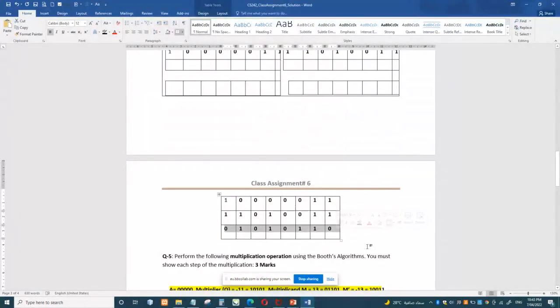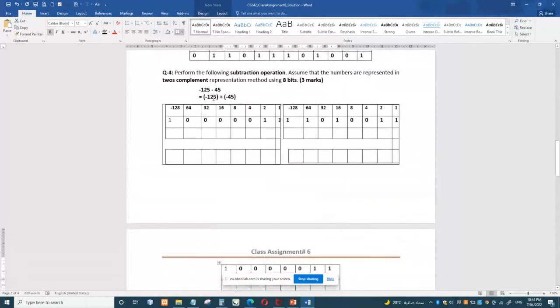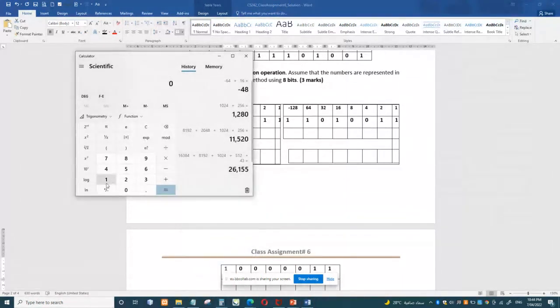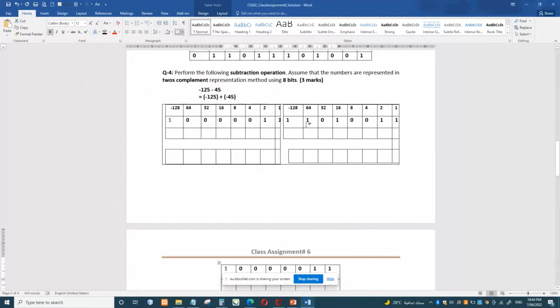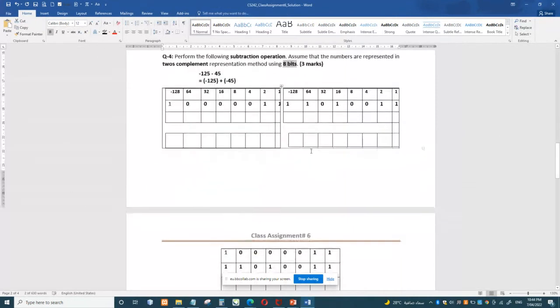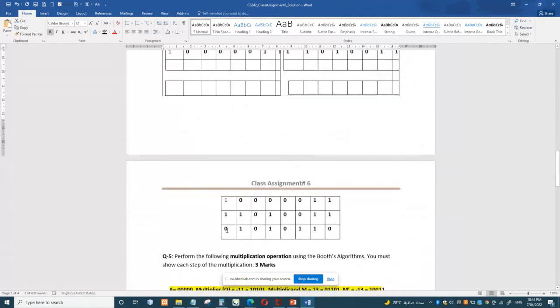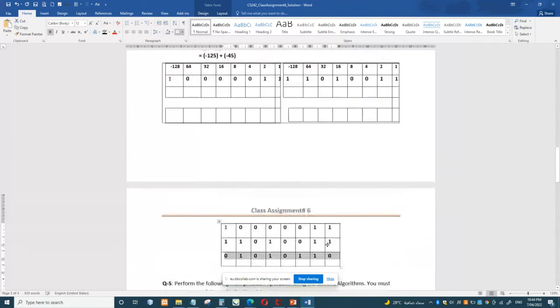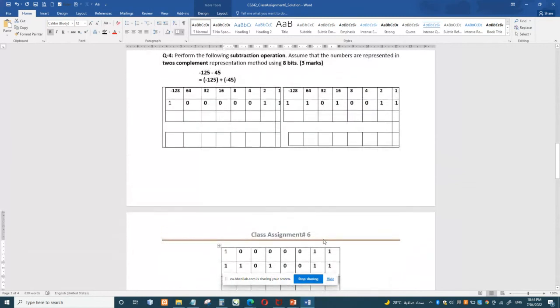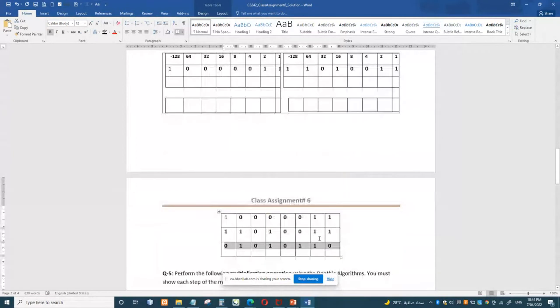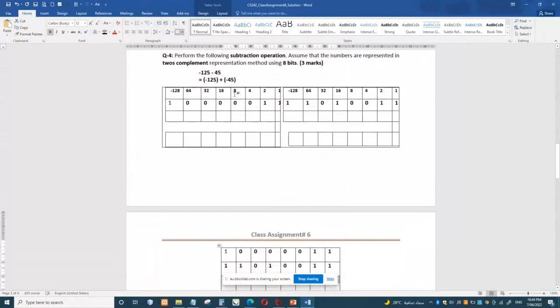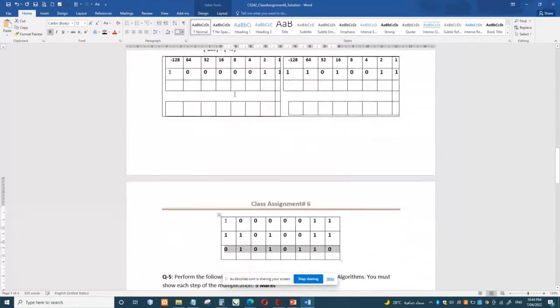What is the problem? Overflow, doctor. It's an overflow error, because the numbers are minus 125 and minus 45. If you add them together, the result that we'll get is minus 170, which cannot be represented using 8 bits. That's the problem. Because it cannot be represented using 8 bits, we got a positive result. When you are adding two negative numbers and you get a positive result, that is an indication that the number minus 170 cannot be represented using 8 bits.